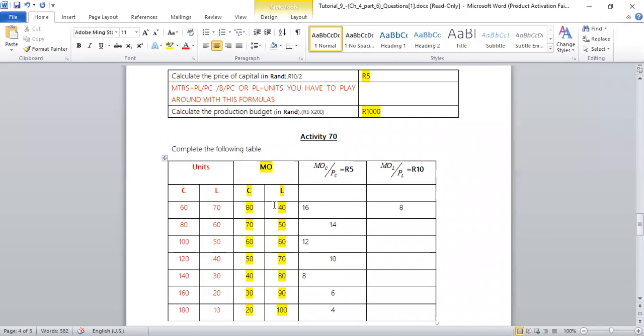Now the marginal output of labor, you can see that it's 40. So please try to verify your calculations. So it's 40 divided by 10, which is 4, and then 5, 6, 7, 8, 9, 10. 100% correct. Thank you, guys.